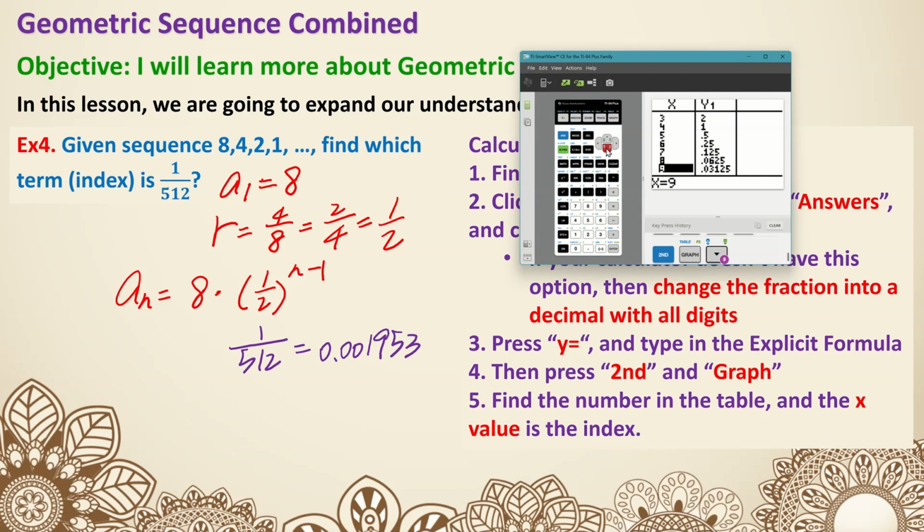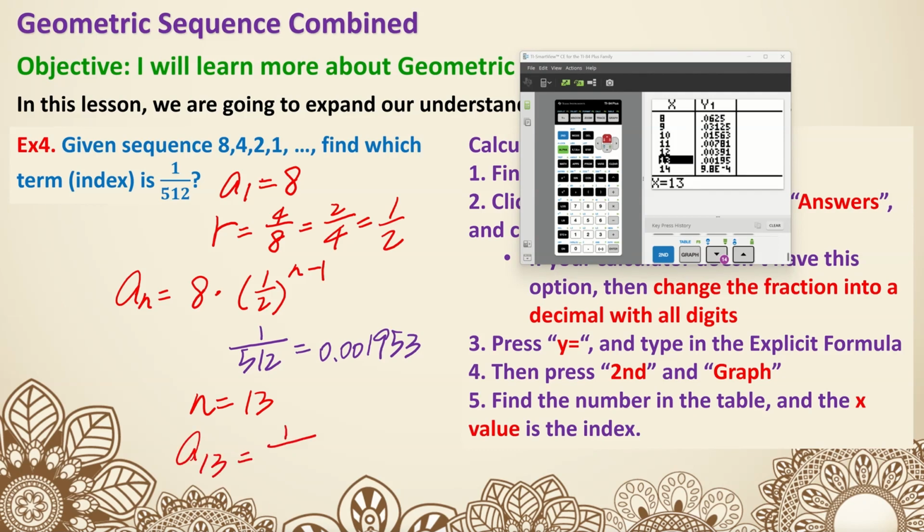So I'm going to go down and keep going down, still not seeing it until I see, there you go, 0.00195. And that's the number that we need, because if we go down again, that's going to be a different number. So clearly this is the number we need. And for that number, it is n equals 13, which means a sub 13 is actually 1 over 512. There you go. That is the process of using our calculator to help us find the value that we need.